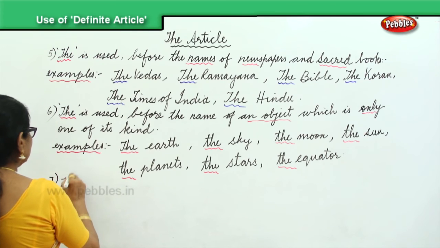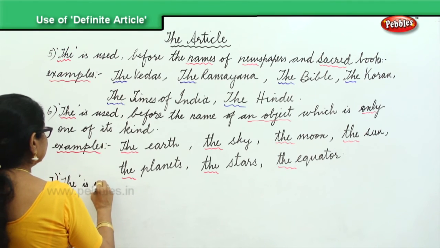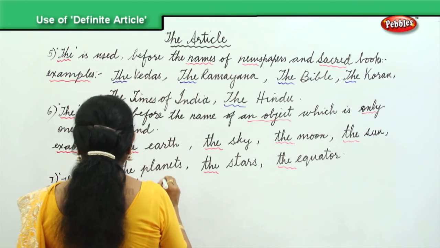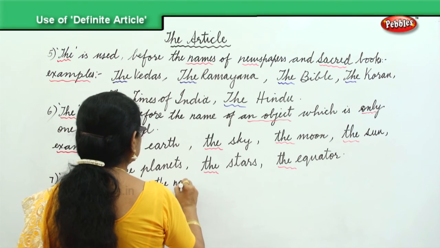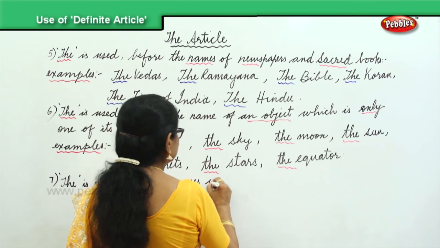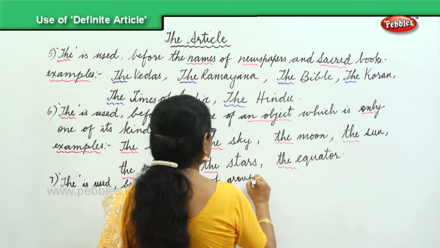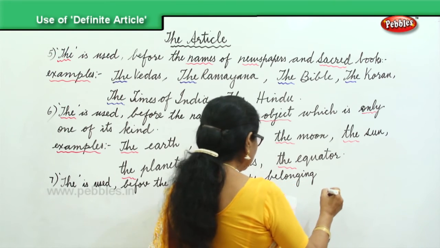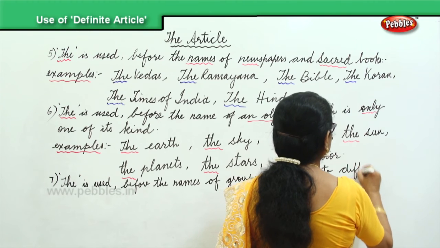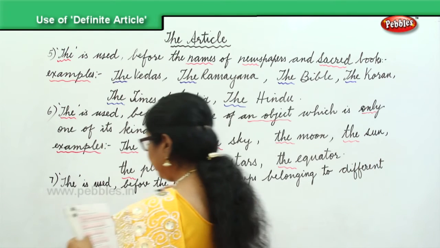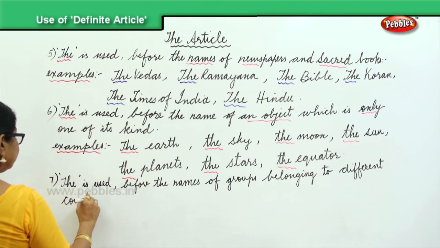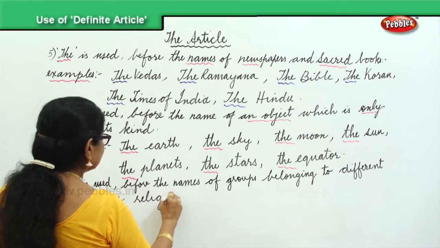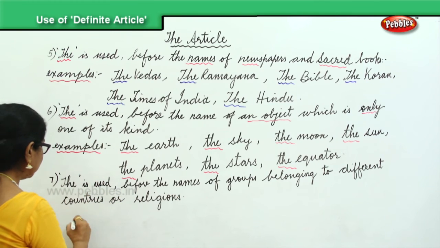Okay, the is used before the names of groups belonging to different countries or religions. Then the is used. Example.